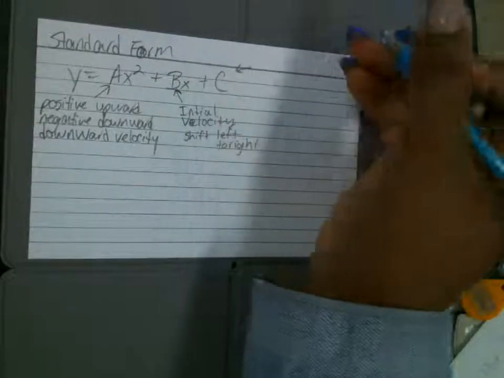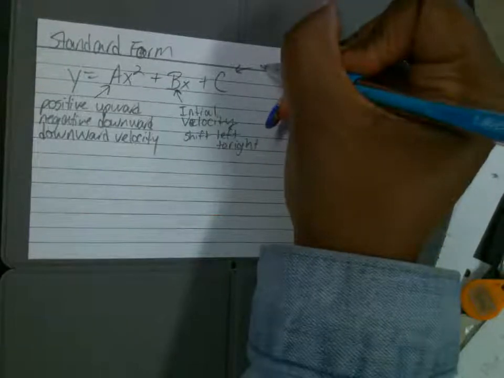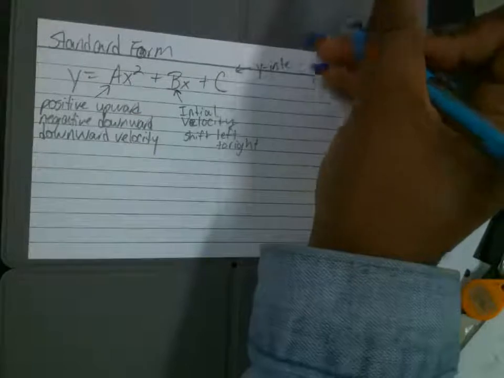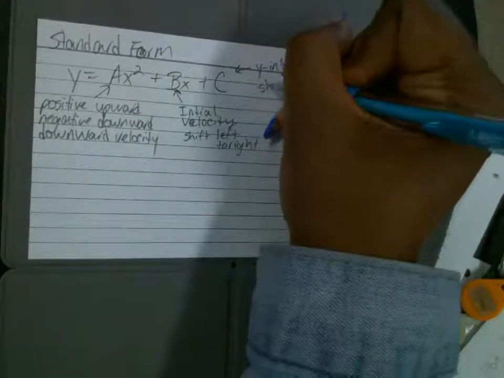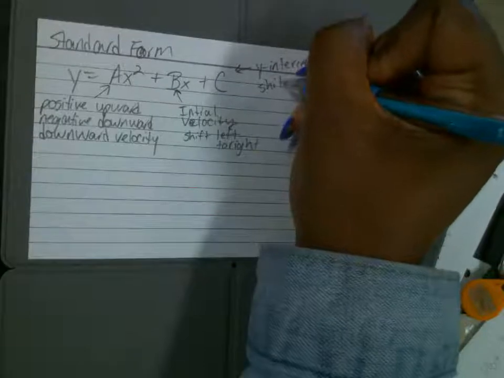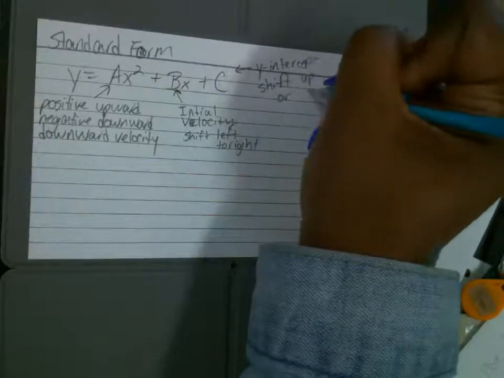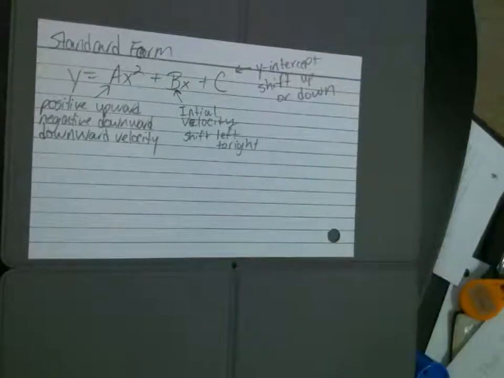Okay, what about the C? What's this number right here? The Y intercept. And how does it make it shift? Upward or down. Very good. It makes it either shift up or down. Any questions about that? Anybody lost?